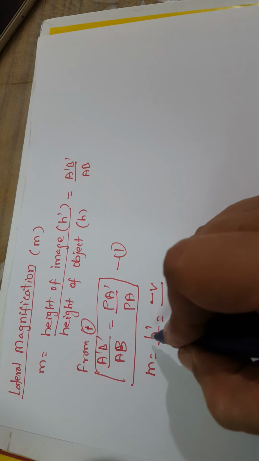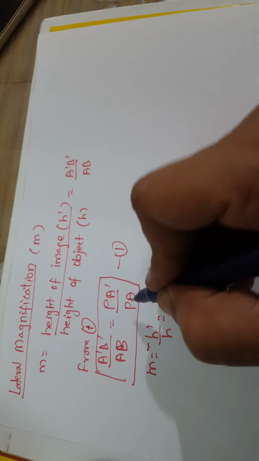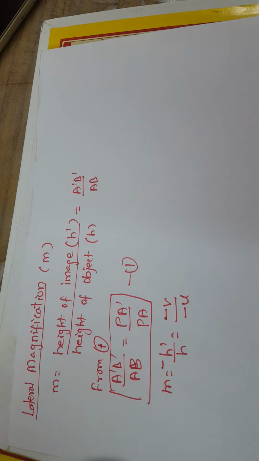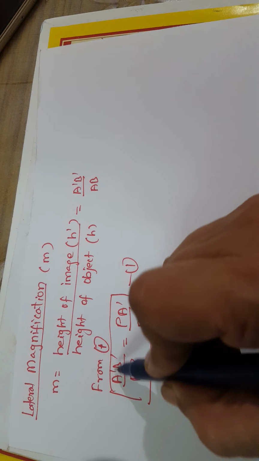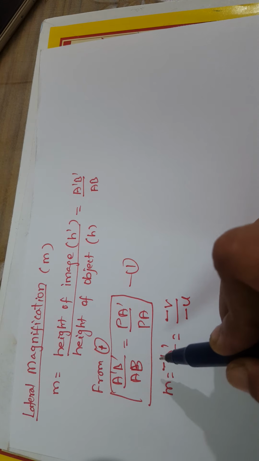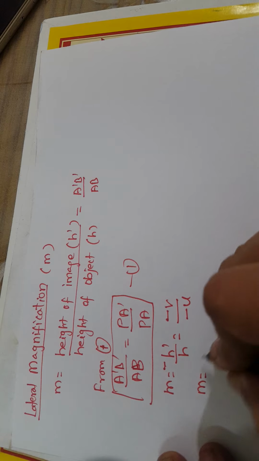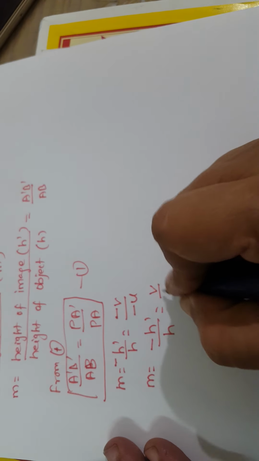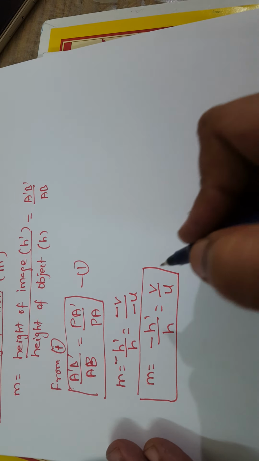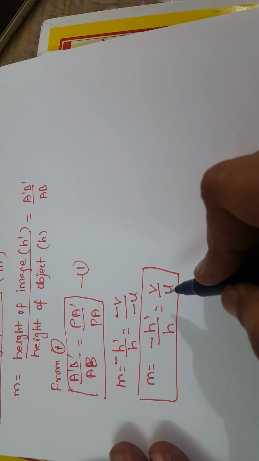And one more thing, here h dash is minus, right? What is A dash B dash, children? You can see A dash B dash is minus h dash. So you have to write it as minus h dash. So what will you get? m is equal to minus h dash by h is equal to minus v by u. This is one form of equation for magnification: image height by object height, image distance by object distance.